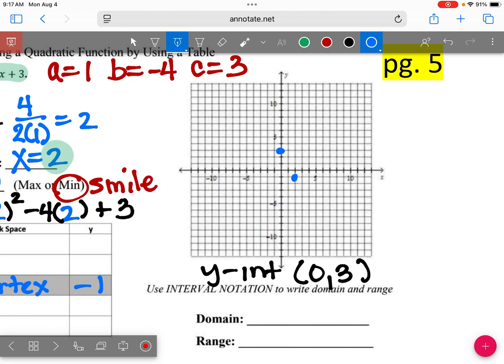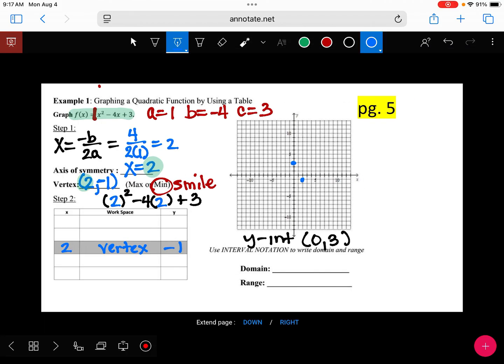So we got 2 points already. Okay, so this is the hard part. This is my second integrated class of the day. So the hardest part for first period was figuring out what other numbers we need to use in our table.